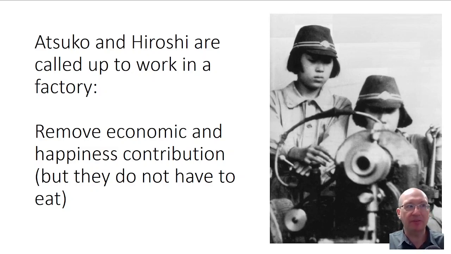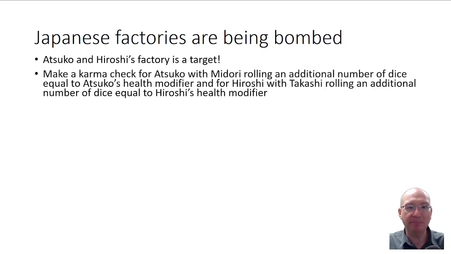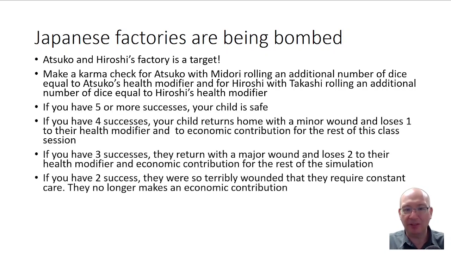And of course, they go to work in a factory, and I said, okay, Japanese factories are being bombed, and Atsuko and Hiroshi's factory is a target. So your children could be blown up by the bomb. I had people make a karma check for Atsuko and Midori, and then you add their health modifier. So it's a combination of luck and how strong they are, to see what happens to them. If you have enough successes, your child is safe. If you have only a few successes, they're wounded, and they aren't able to contribute as much.